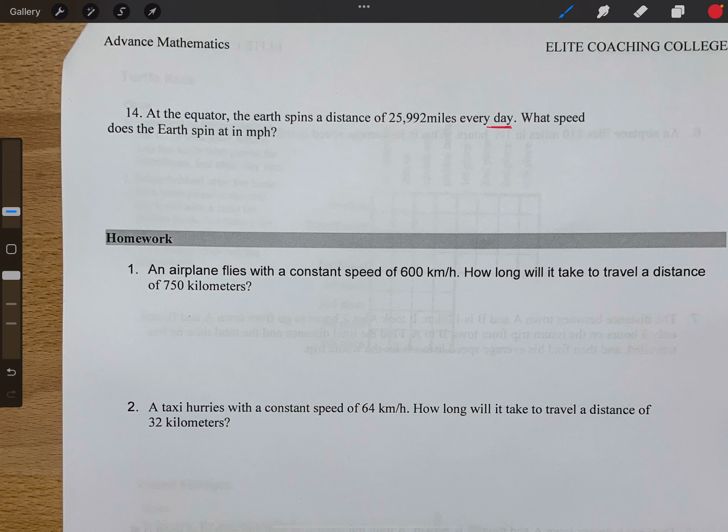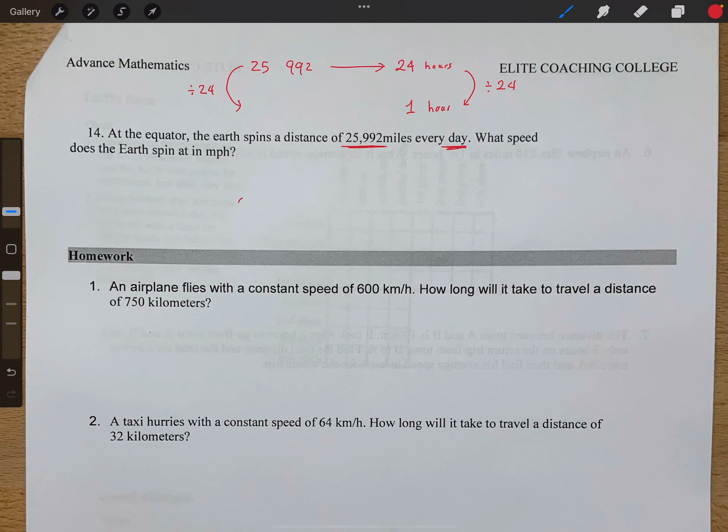So in one day, it spins 25,992 miles. That's for one day, which is 24 hours. I quickly turned the one day into 24 hours. So now we want to know how many miles it will spin for 1 hour. So from 24 to 1, we divided by 24. So that means I have to divide this by 24 as well. So let's do that one real quick, see what we get.